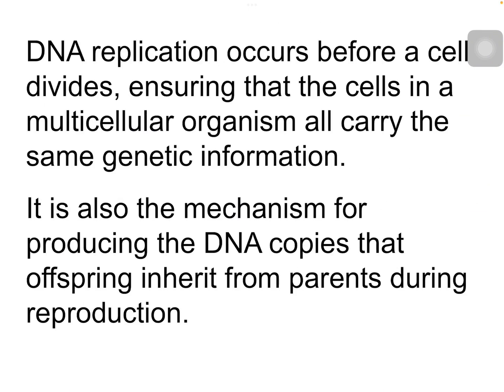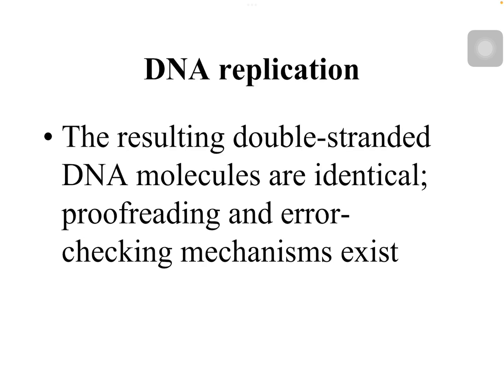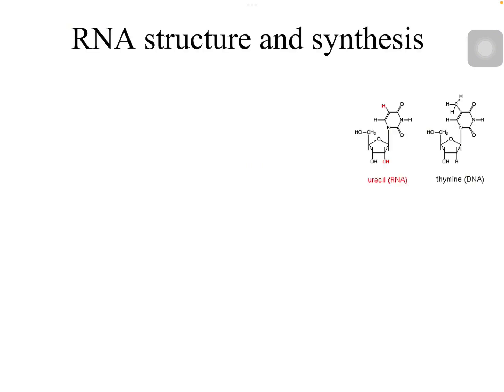DNA replication occurs before the cell divides. Once again, it happens before cell division, ensuring that the cells of multicellular organisms carry all the same genetic information. The resulting double-stranded DNA molecules are identical. It's always identical, class. Proofreading and error-checking mechanisms exist, such as, for example, DNA polymerase.